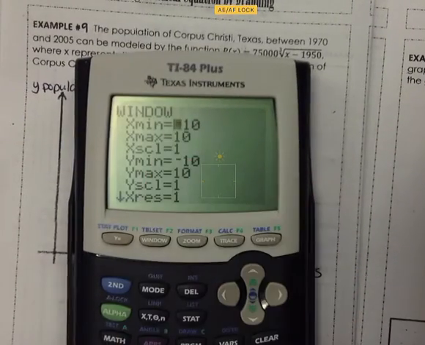X minimum, that's the years. So technically we can have a minimum of 0 years. We press 0.